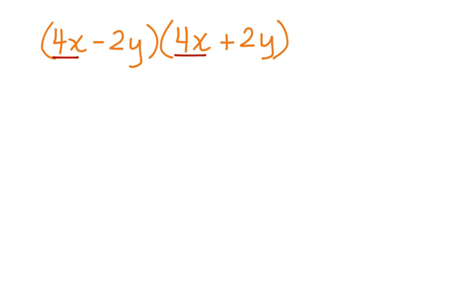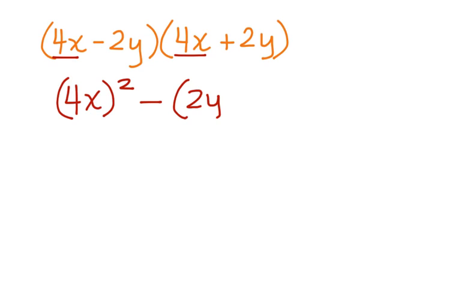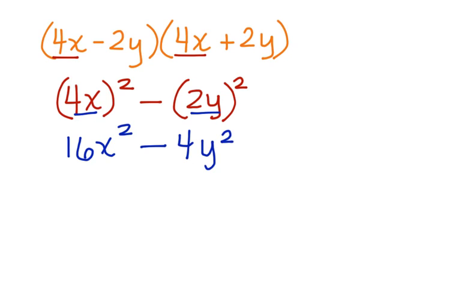Let's start with the 4x's. So we would have 4x squared minus 2y squared. And the square is outside the parentheses, meaning we're going to work with that square for the whole term inside the parentheses. 4x squared, I have to do 4 times 4, which is 16, x times x, which is x squared, minus 2 times 2, which is 4, y times y, which is y squared.